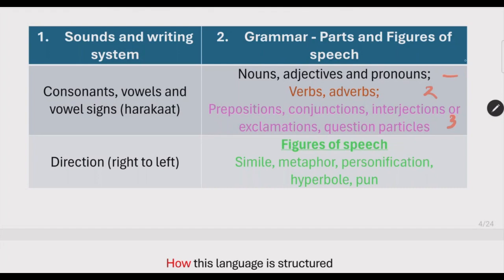Essentially, if you look at ism, fa'al, and harf, those are the 3 essential components of the language. Then we looked at some balagha, or the rhetoric, or the flowery use of the language, which covers figures of speech. We looked at simile, metaphor, personification, hyperbole, and pun. So these elements were covered in the first 2 lessons.